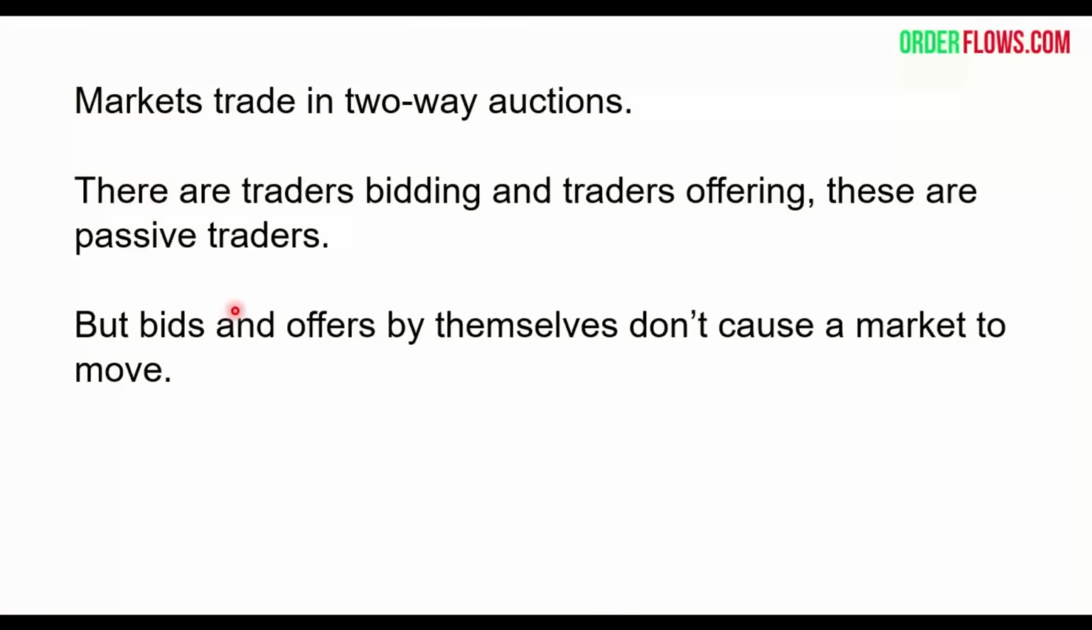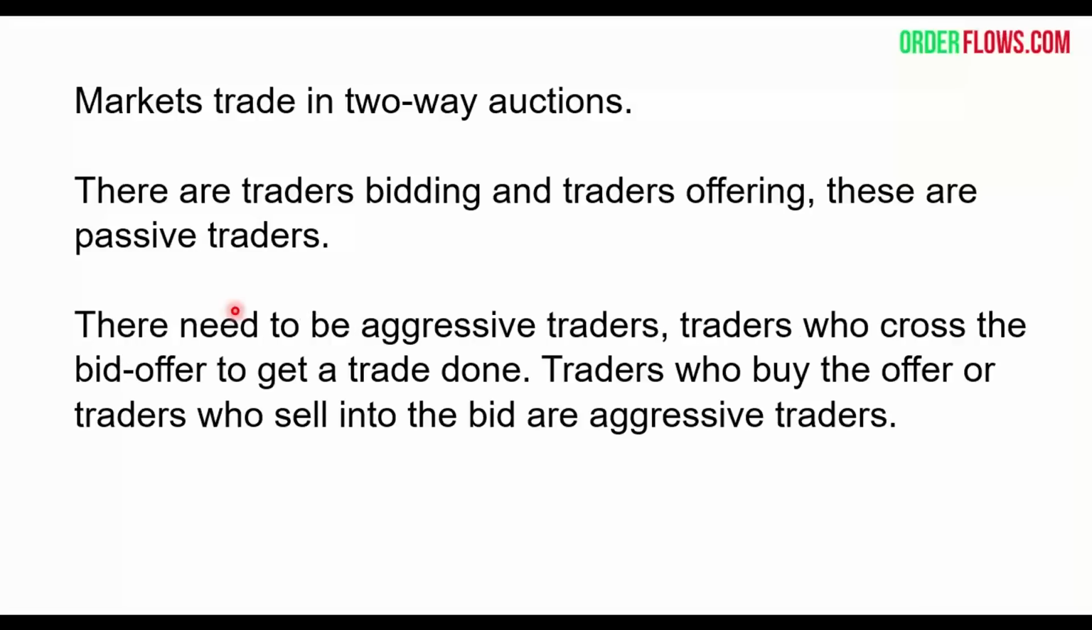And remember, markets trade in a two-way auction. There's traders bidding, there's traders offering. These are what's called passive traders, right? It's not just everybody's bidding. No, you have buyers, you have sellers, okay? And at the end of the day, bids and offers don't move the market, right? You need someone to cross over. There needs to be aggressive traders who cross the bid and offer to get a trade done, traders who buy the offer, or traders who sell into the bid. Those are the aggressive traders.